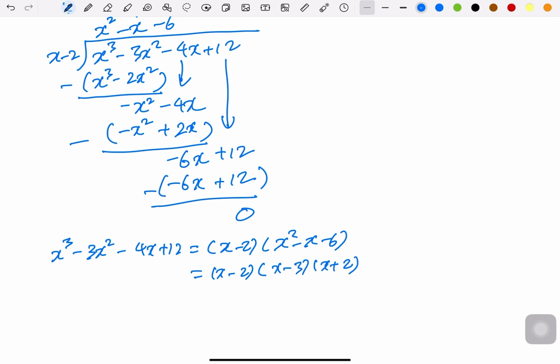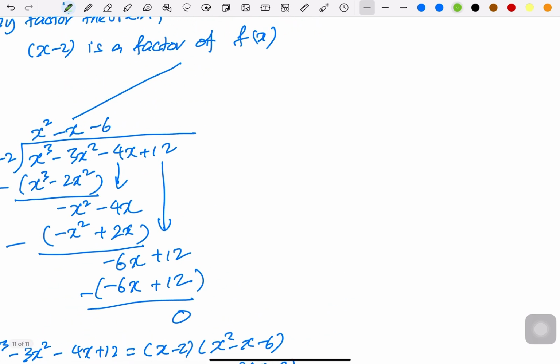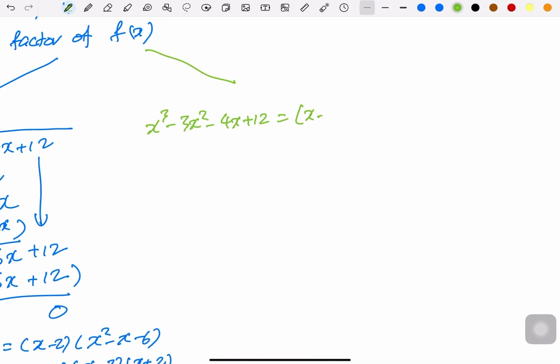Okay, so this is using the long division method. Another method we will use is the compare coefficients method. As we know, x cubed polynomial, if I divide by a linear, I should get a quadratic equation. So this is always the case. So this is a form of quadratic equation, ax squared plus bx plus c.